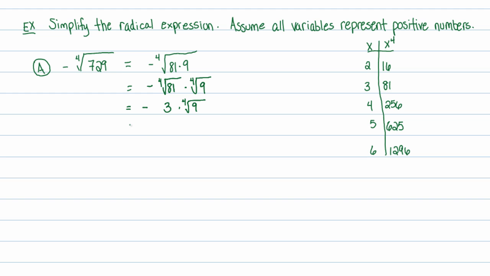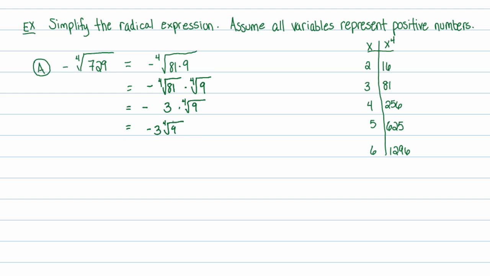This is a simplified version of the negative fourth root of 729. So negative 3 times the fourth root of 9. By the way, when you're writing these out, make sure that you put your index on the radical. Try to scoot it over to the right a little bit, because otherwise it'll start looking like 3 to the fourth power to you. So be careful about that. All right, let's try another example here.